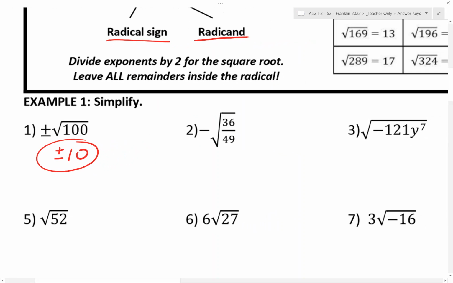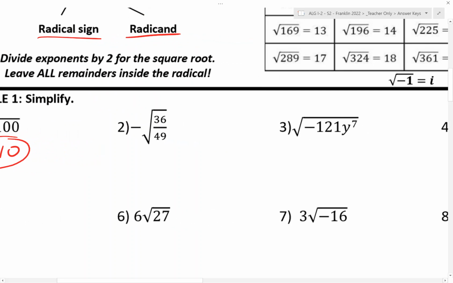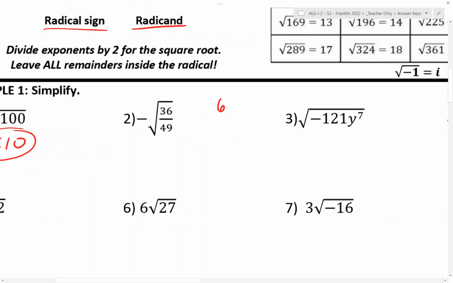Whenever you have a fraction like this, as long as you can evaluate the square root of the top and the bottom, you don't really need to worry about the fact that it's a fraction. So the square root of 36 is 6. The square root of 49 is 7. And don't forget that negative sign out front.